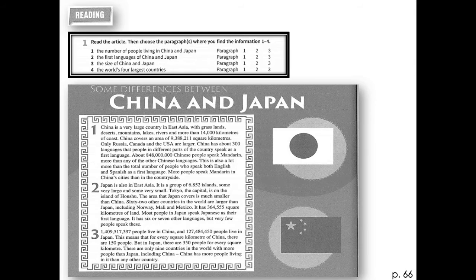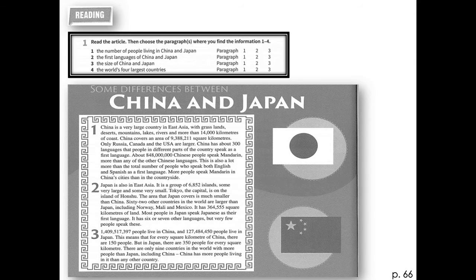China has about 300 languages that people in different parts of the country speak as a first language. About 848 million Chinese people speak Mandarin, more than any of the other Chinese languages. This is also a lot more than the total number of people who speak both English and Spanish as a first language. More people speak Mandarin in China's cities than in the countryside.